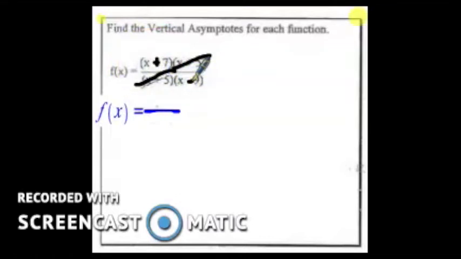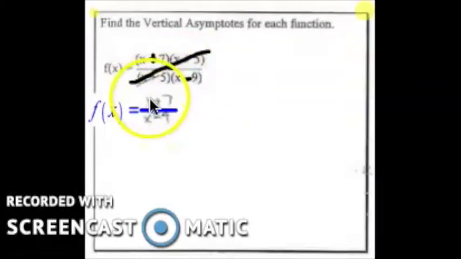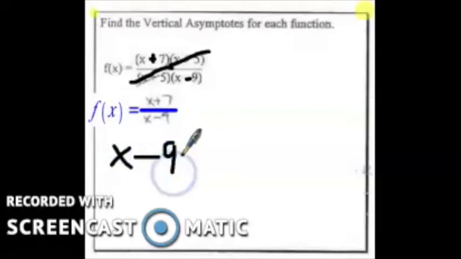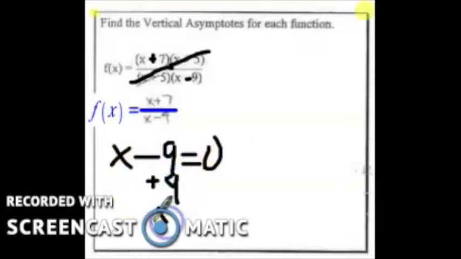Now remember from our notes, the vertical asymptotes were only concerned about the bottom. I rewrite the equation with my cancellations. We're only concerned about the bottom, so we're going to solve the bottom. X minus 9 equals 0. When we move the 9 over, subtraction becomes addition because we do the opposite, and we're left with x equals 9. So our vertical asymptote for this equation is x equals 9.